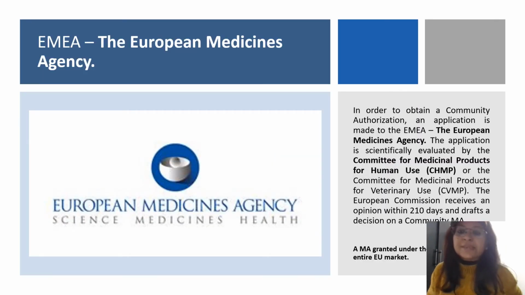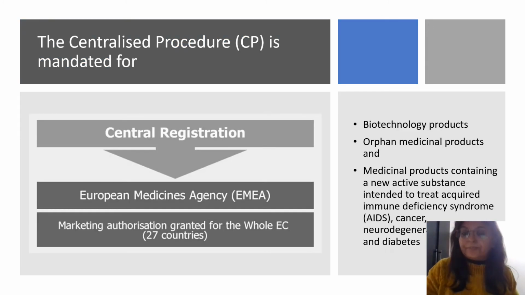Now talking about this EMEA, it basically comprises a scientific evaluation. Whatever dossier is submitted by the pharmaceutical company, first it gets evaluated and assessed by the Committee for Medicinal Products for Human Use, CHMP, and the maximum time period they take is usually 210 days. 210 days they take to evaluate, assess, and give their final decision.